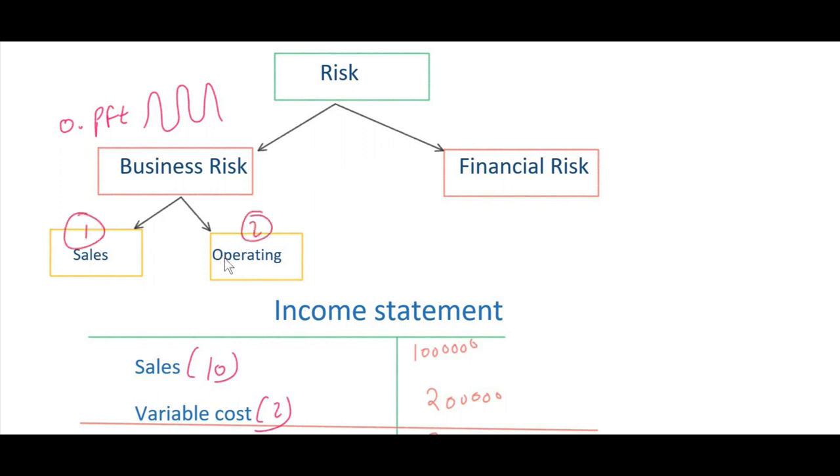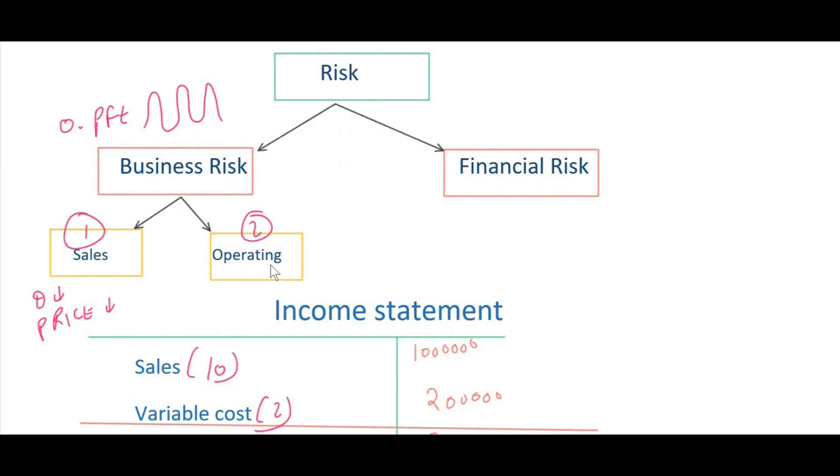Now, sales risk. The sales is very highly volatile, that is, the amount of revenue is highly volatile. The reason could be that the quantity sold is very few. Sometimes you sell a very high amount of quantity, sometimes you sell a very low amount of quantity, or the price which you are charging per quantity is very low. If you are not able to charge a high amount for the goods which you are selling, then your sales will be highly volatile.